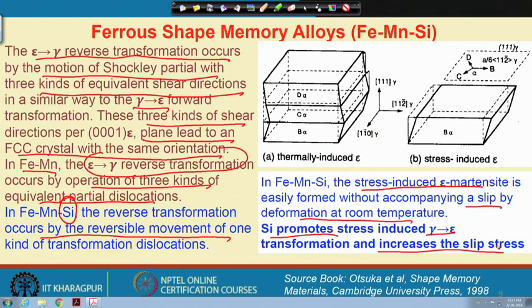So, that was basically the purpose, and you can see here I have schematically shown a thermally induced epsilon martensite and a stress induced epsilon martensite. Here this is the austenite, shown as a dotted line, and this is a particular B type of direction where partials have moved, and this is the martensite, where these are B, C and D, 3 different types of stacking of the thermally induced epsilon martensite.